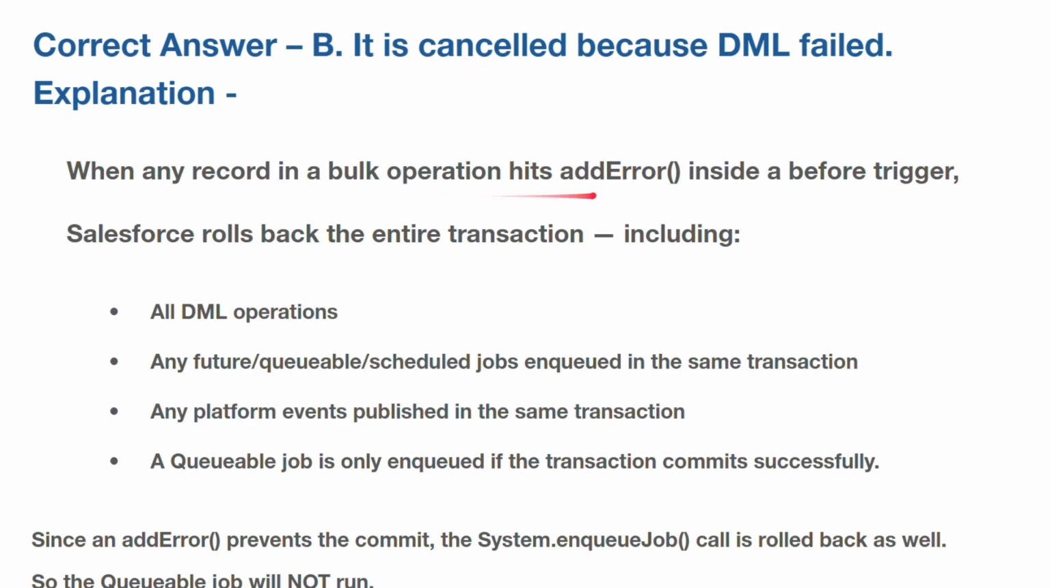When any record in a bulk operation hits addError, addError is just an example of the parent process failing, but there might be any reason your parent process fails. Inside a before trigger, if something fails, Salesforce is going to roll back your entire transaction, and it will include all DML operations, any future or Queueable scheduled jobs enqueued in the same transaction, and any platform events. A Queueable job is only enqueued if the transaction commits successfully. So your enqueued job will also be rolled back, and your Queueable job will not run. It is cancelled. So the concept here is, if your parent process fails, your asynchronous operations get rolled back as well.